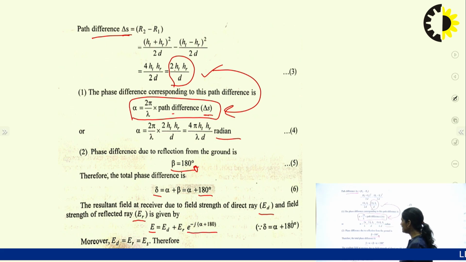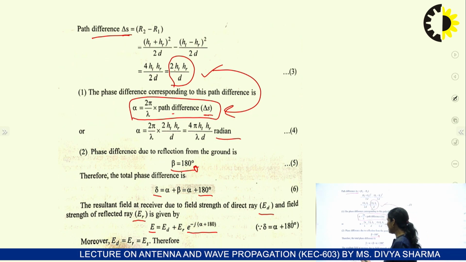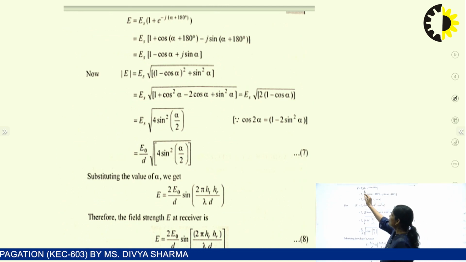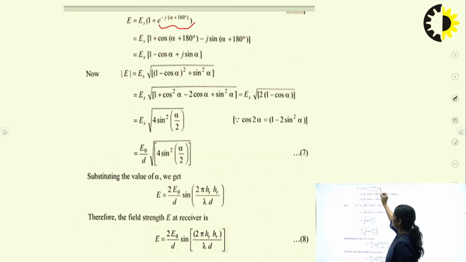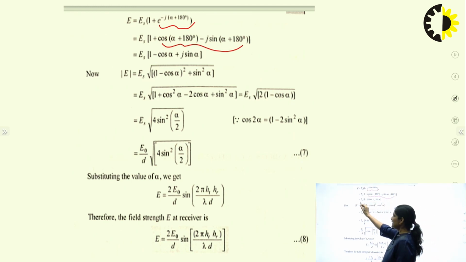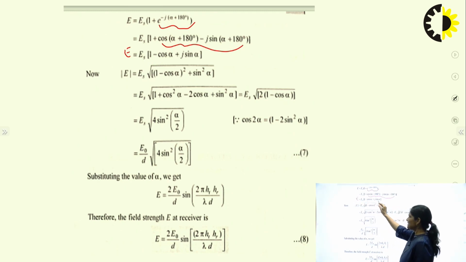Now here we are getting the exponential term e to the power minus j (alpha plus 180 degrees). So this is the total phase difference. Now here ED is equal to ER is equal to ES. So therefore we will get E is equal to ES (1 plus e to the power minus j (alpha plus 180 degrees)). Now we can replace the exponential term using cos and sin terms. So E is equal to ES (1 plus cos(alpha plus 180 degrees) minus j sin(alpha plus 180 degrees)). Now we can reduce it and we will get E is equal to ES (1 minus cos alpha plus j sin alpha).